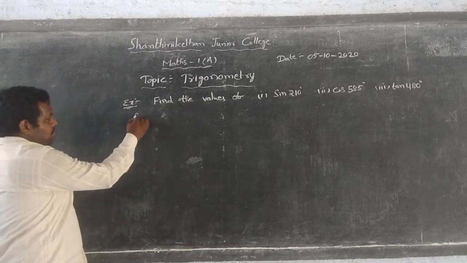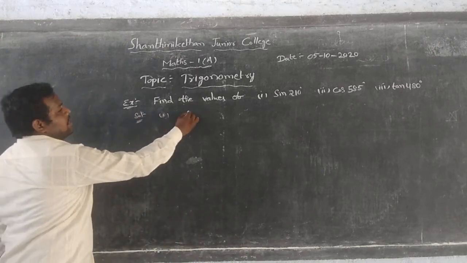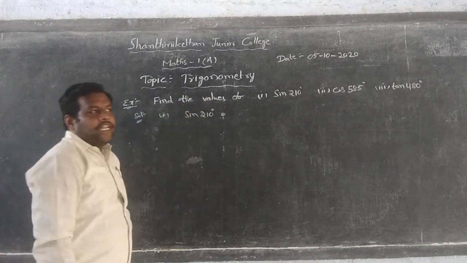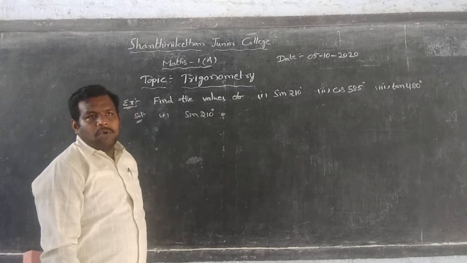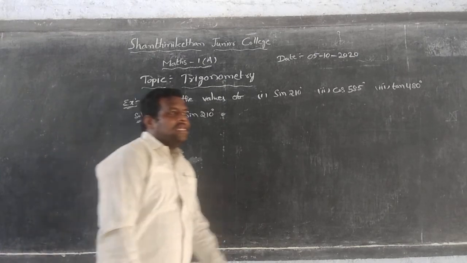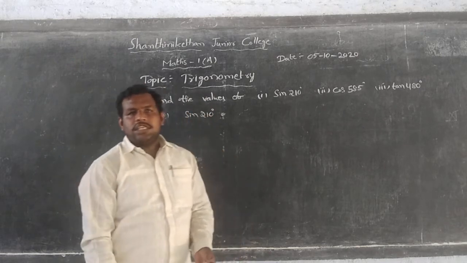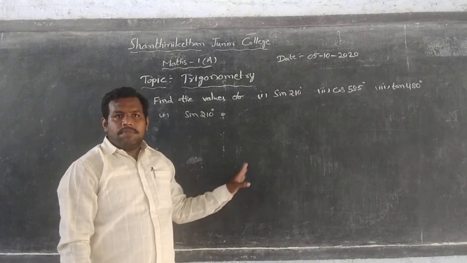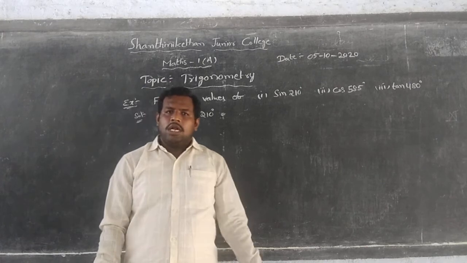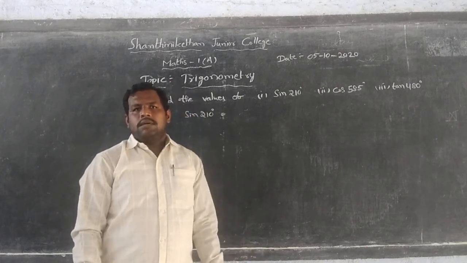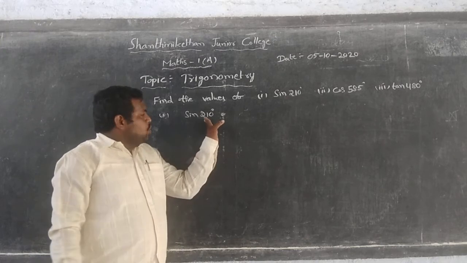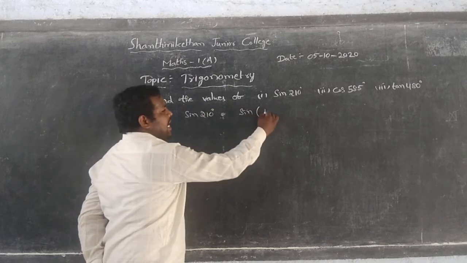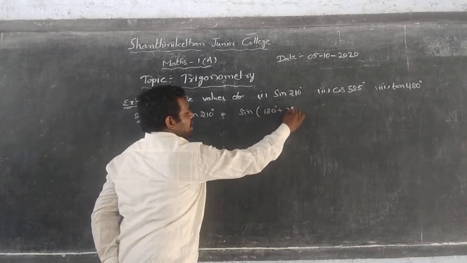Okay. See the solution. First one, sine 210 degrees. 210 degrees can be written by using multiple angles. What are the multiple angles? 90 plus or minus theta, 180 plus or minus theta, 270 plus or minus theta and 360 plus or minus theta. These angles are called multiple angles or related angles. By using related angles, sine of 210 degrees can be written as sine of 180 plus 30 degrees.